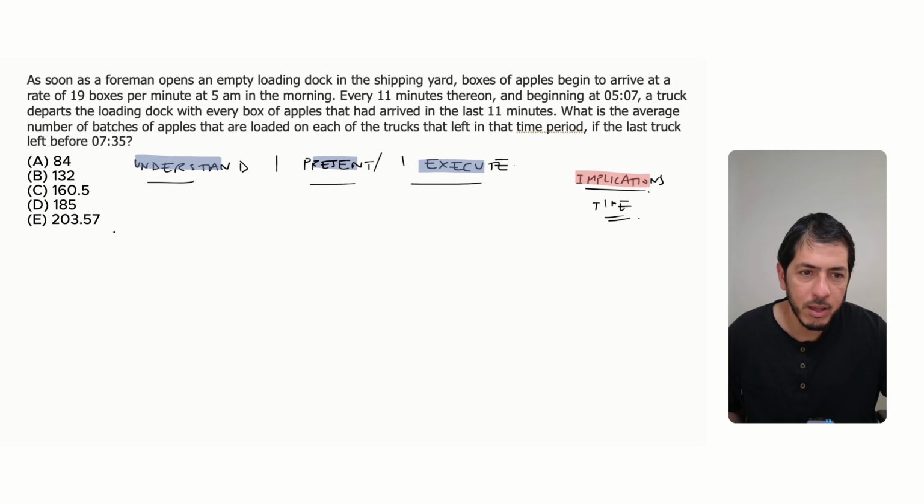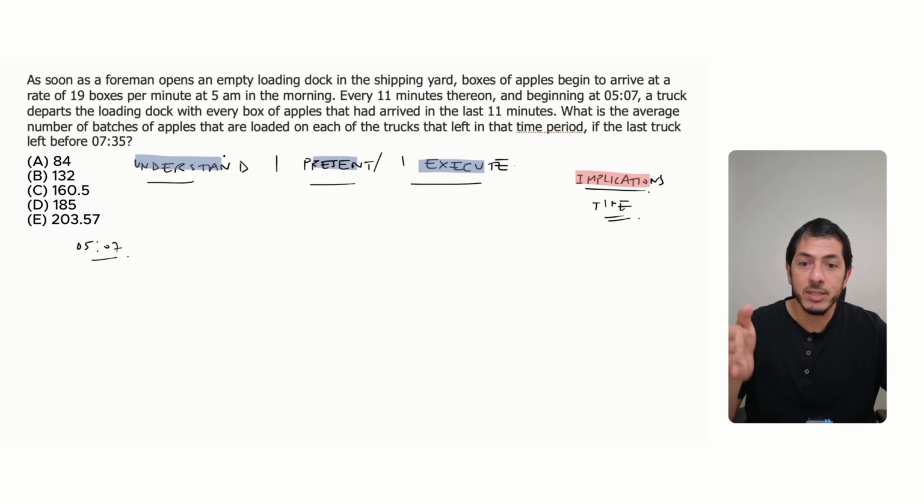So we know that at 5:07, a truckload departs, with every box of apples that had arrived. This is just a lot of information. This is a really dense problem. And obviously, if you have any kind of weakness in any one of the steps that we're about to take, it really grows exponentially the amount of time that you need to solve this problem, which means you have to guess and move on.